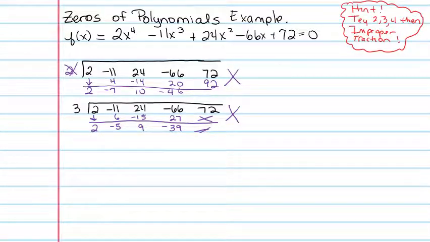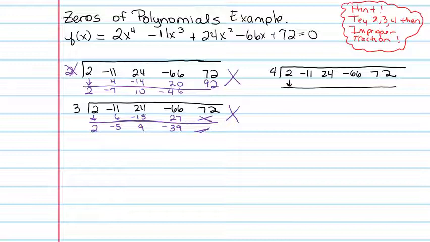So let's try 4. According to my hint, 4 should work at this point in time. All right, so let's try it. Okay, so 4 times 2 is 8, and that's going to give me -3. 4 times -3 is -12. That gives me 12. I get a 48 here. That's going to give me a -18. And then 4 times -18 is -72. And there we go. We have a winner.